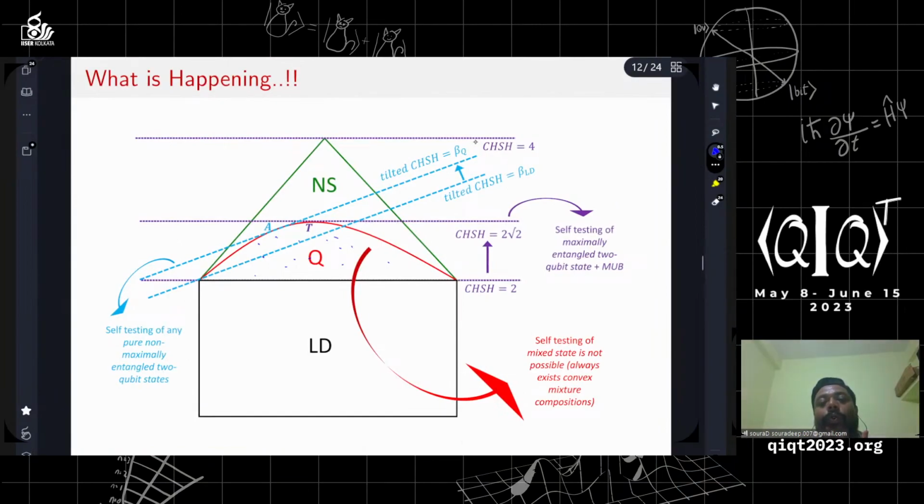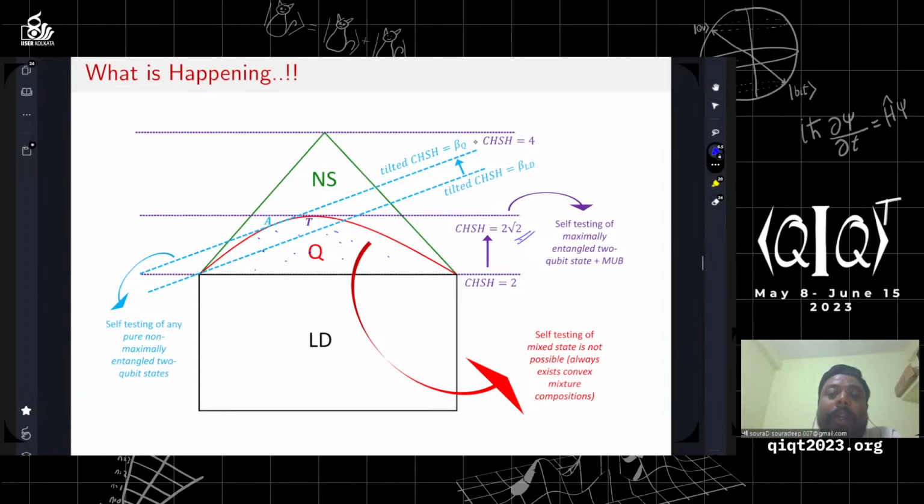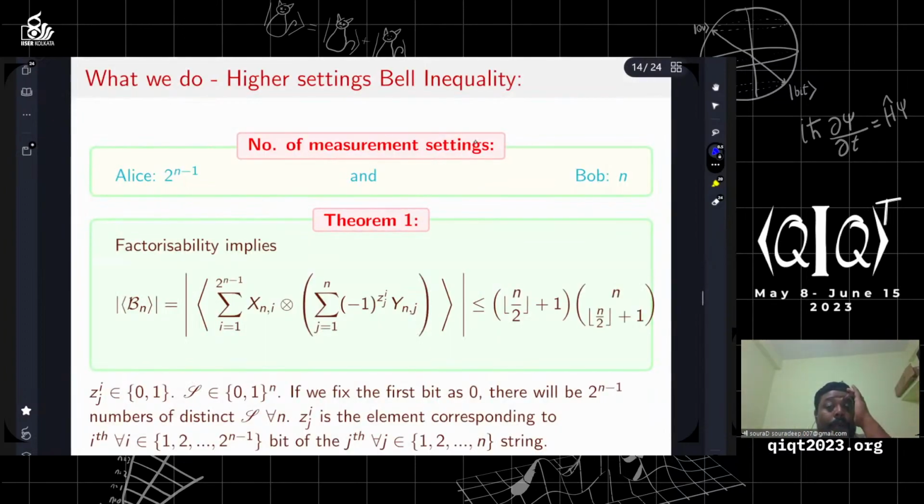Now one can ask why CHSH is not giving me the many copies self-testing, because I told you, even if the dimension of the system is greater than 4, then also the maximum violation is 2√2. So that means if you have 3 copies, 4 copies, or more copies, the violation will not change. So only looking at the CHSH equal to 2√2, we cannot tell whether the state is a single copy or multiple copies. So that's why we have introduced a tailor-made Bell inequality.